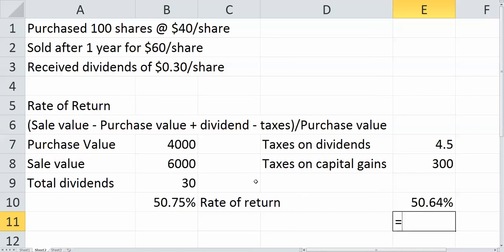So I want to calculate the return for part 3 of this question. It will be the sell value of 6,000 minus the purchase value of 4,000 plus the dividend of $30 minus the $4.50 tax minus the $300 tax, all that divided by the purchase value of 4,000.